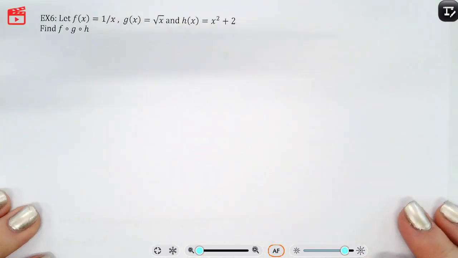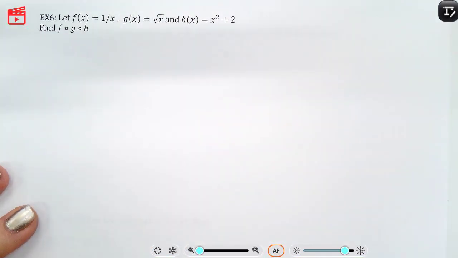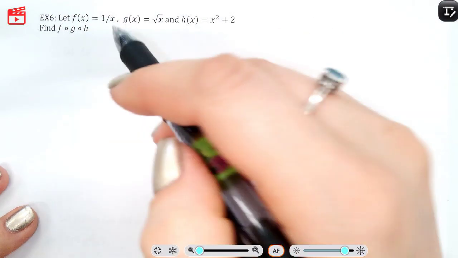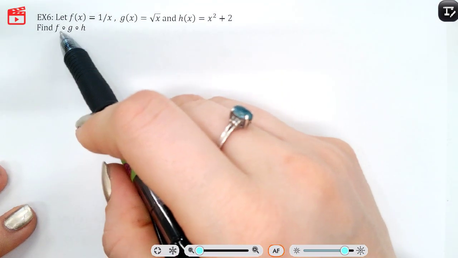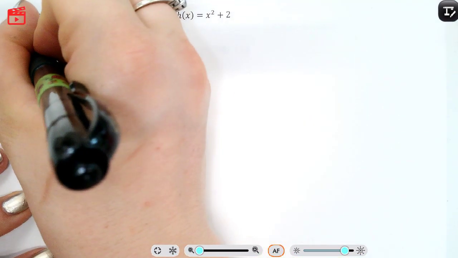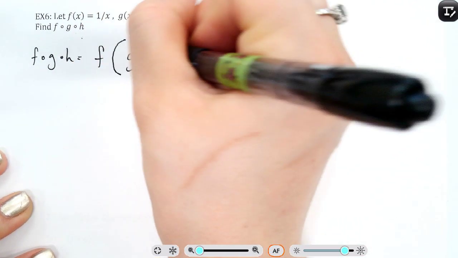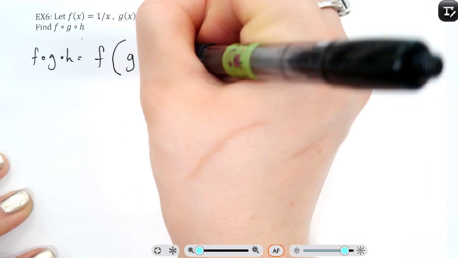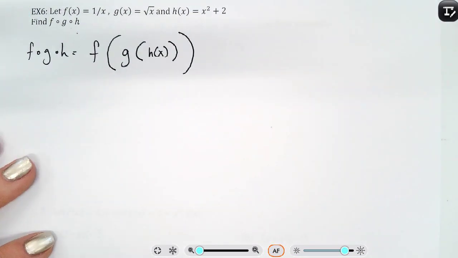One more page to go. Lastly, okay, so we are given 1, 2, 3 functions. So we have f of x equals 1 over x, g of x equals the square root of x, and h of x equals x squared plus 2. So we've got a quotient function, a radical function, and a quadratic. And we're asked to find f of g of h. Whew, lots going on. So rewriting this, f of g of h is going to be f of g of h of x. Once again, parentheses are important.